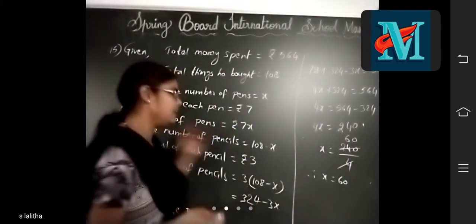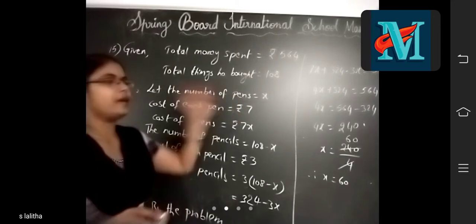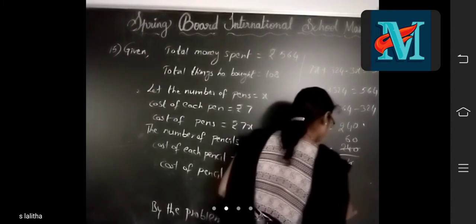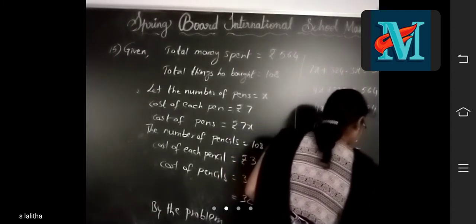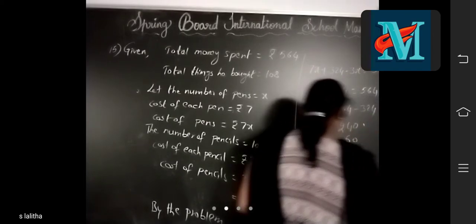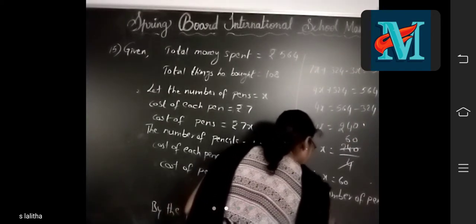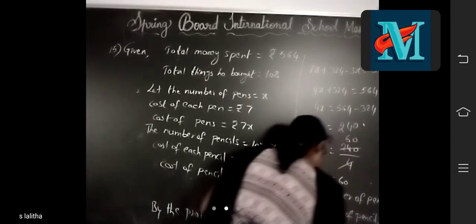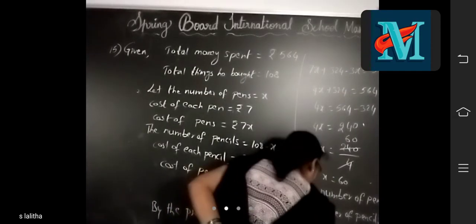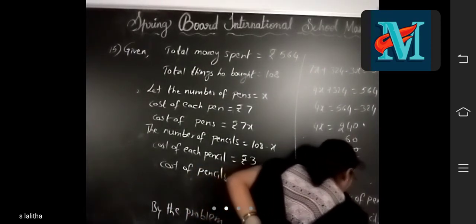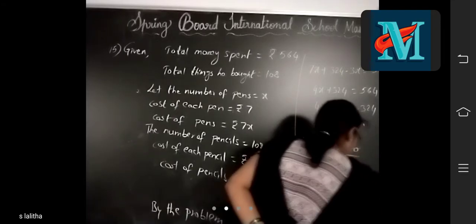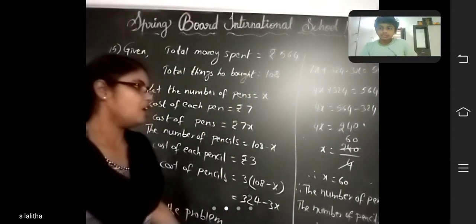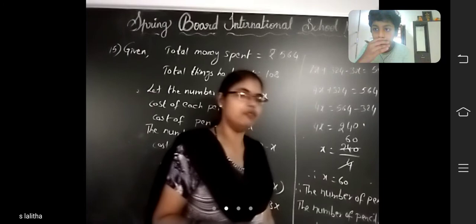What is X we are taking here? X is the number of pens. So therefore the number of pens is 60. Next, the number of pencils is 108 minus X, that means 108 minus 60. 8, 10 minus 6 is 4, 0. So 48. So the number of pens he bought is 60, and the number of pencils he bought is 48.